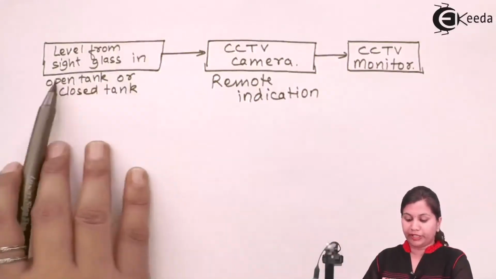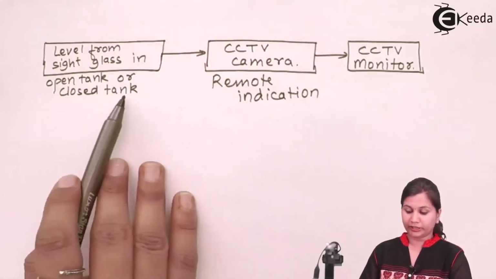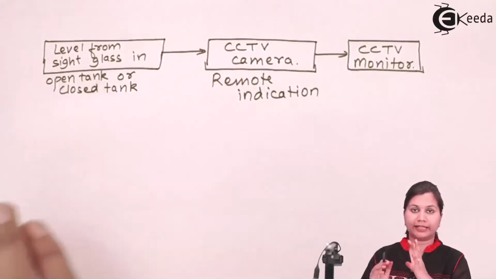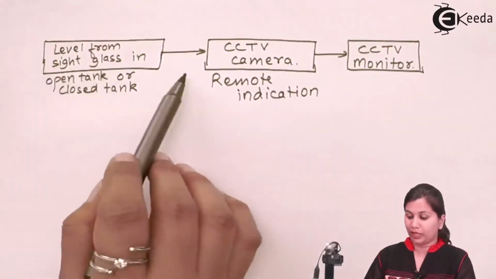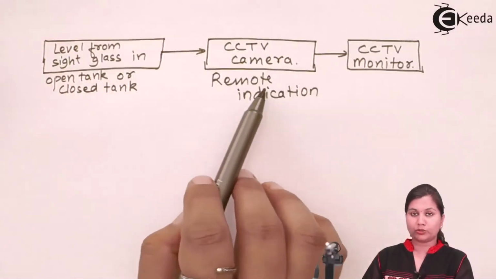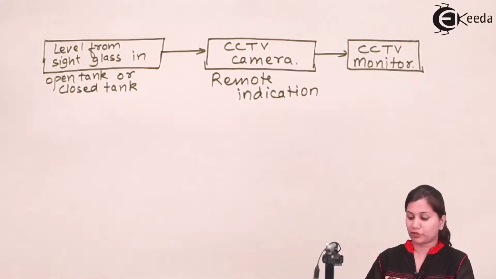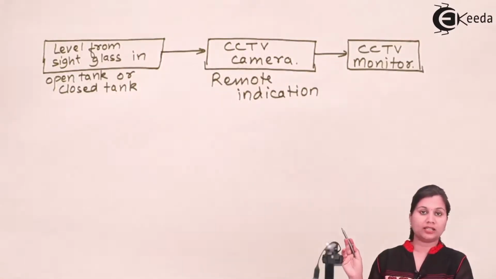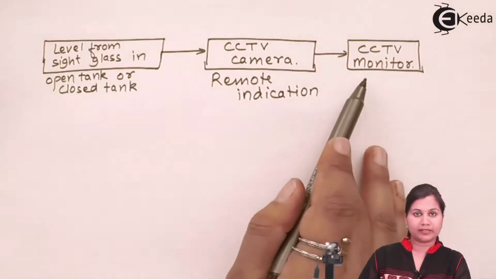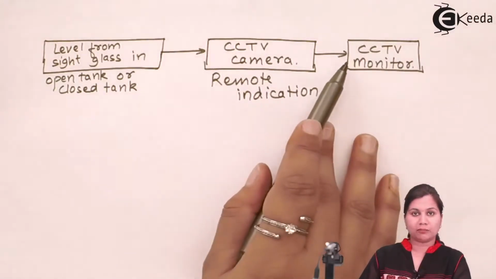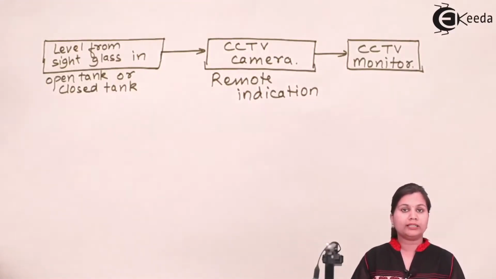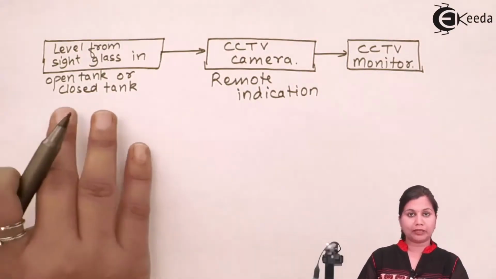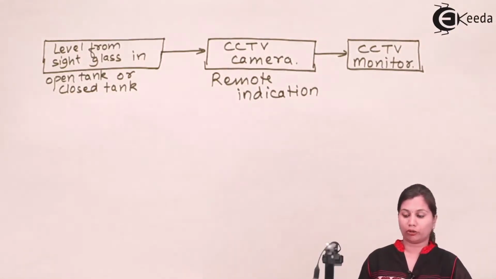Wherever the open tank or the closed tank is located, there we will have the side glass connected with it, and the side glass gives us an indication of the level of the liquid. The CCTV camera gives us a remote indication of the level measurement, and the operator sitting in the control room can get the readings from the side glass tube through the CCTV monitor. So this method can be used for remote indication of level measurement also, with the help of the CCTV system. Okay.